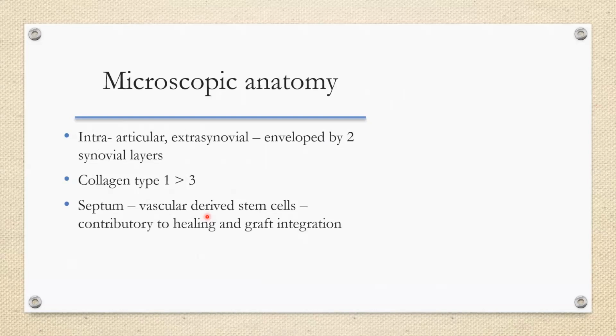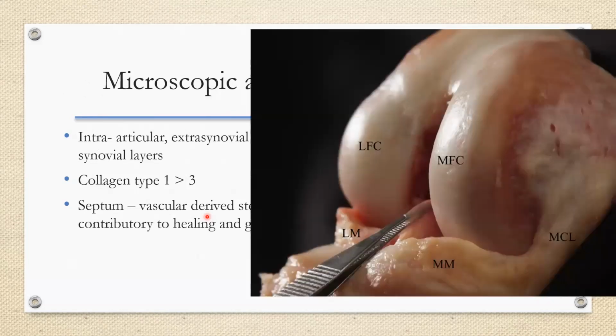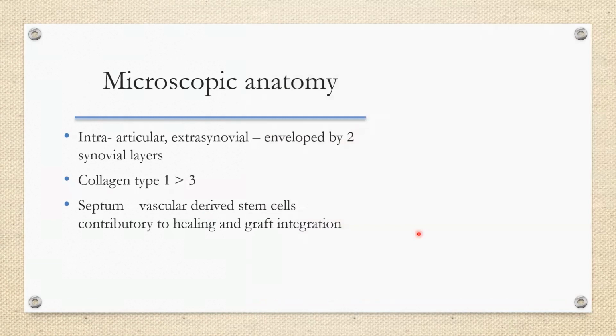So coming to the microscopic anatomy, as you know, the ACL, though intra-articular, is an extrasynovial structure. It is enveloped by 2 synovial layers. So here's a cadaveric specimen showing the synovial sheath covering the ACL. It predominantly consists of type 1 collagen over type 3 collagen. And there is a septum dividing the ACL into an anteromedial and posterolateral bundle.